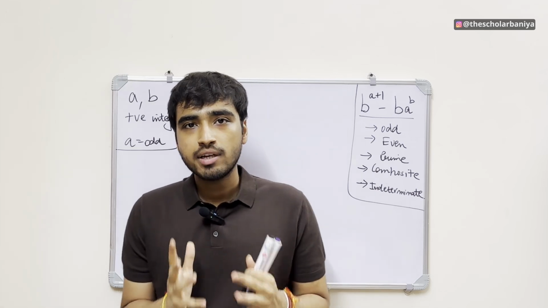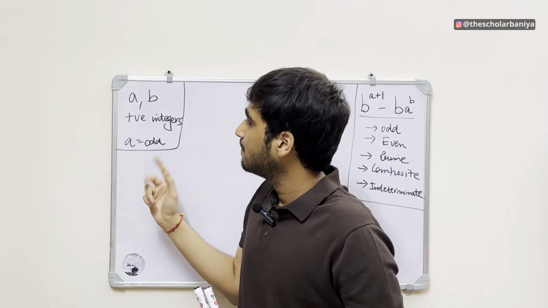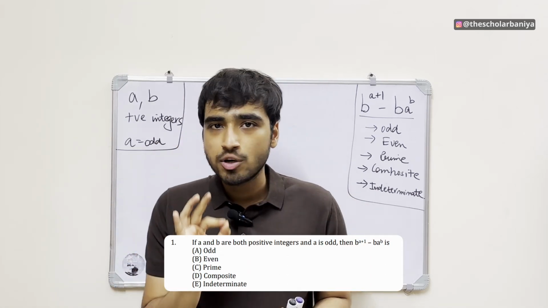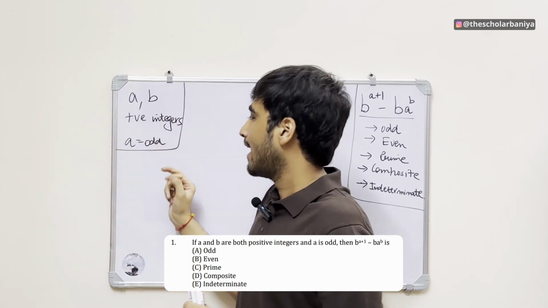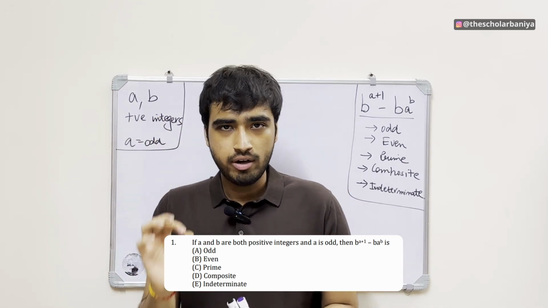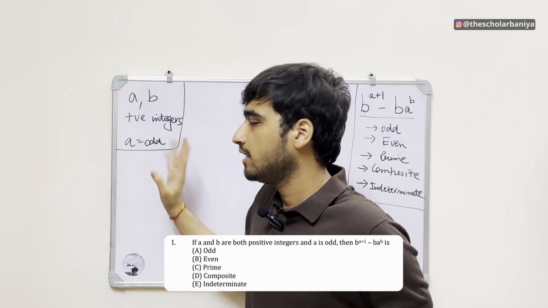So guys, let's move on to the next question. In this question, we are given that a and b are two positive integers, right? A is a positive integer and b is a positive integer. And we also know that a is an odd number, right? A is an odd integer.